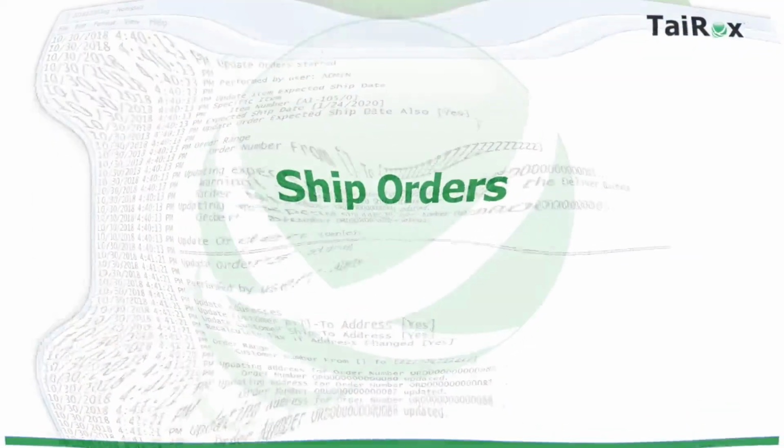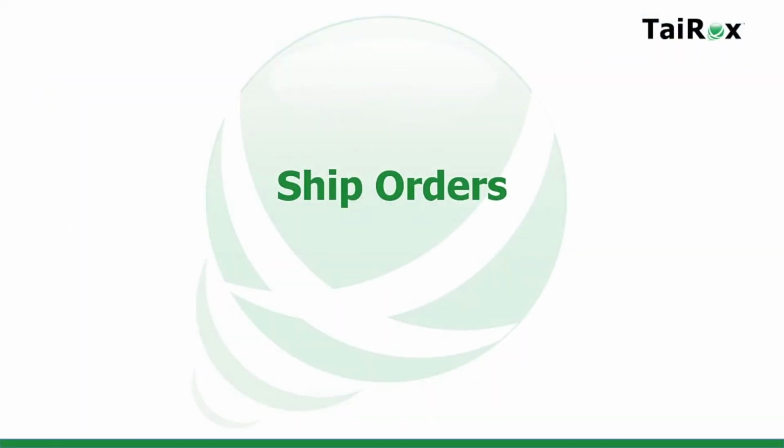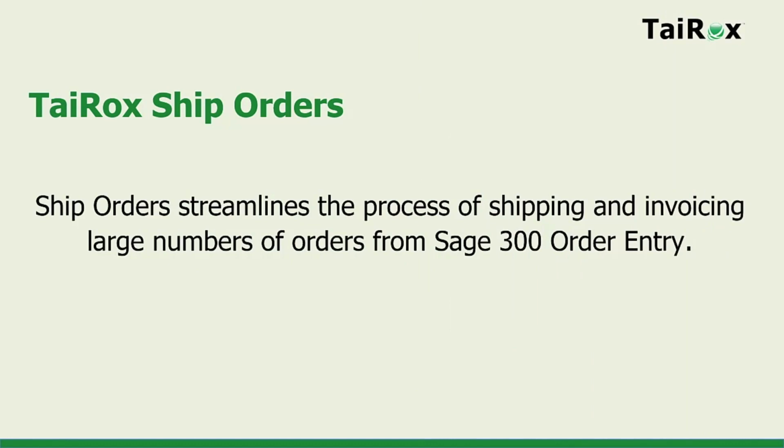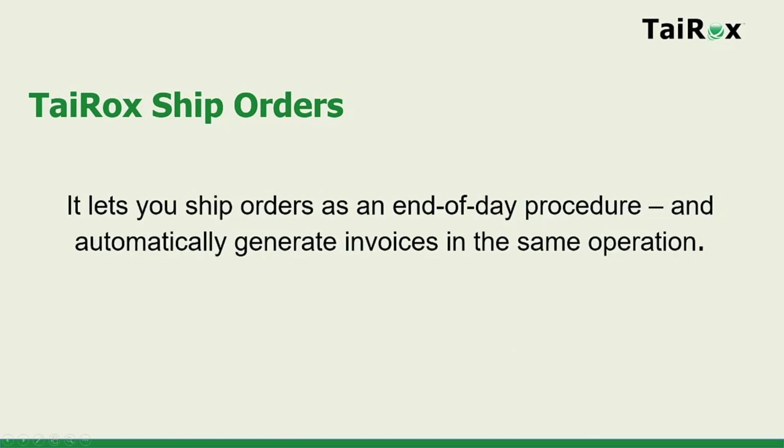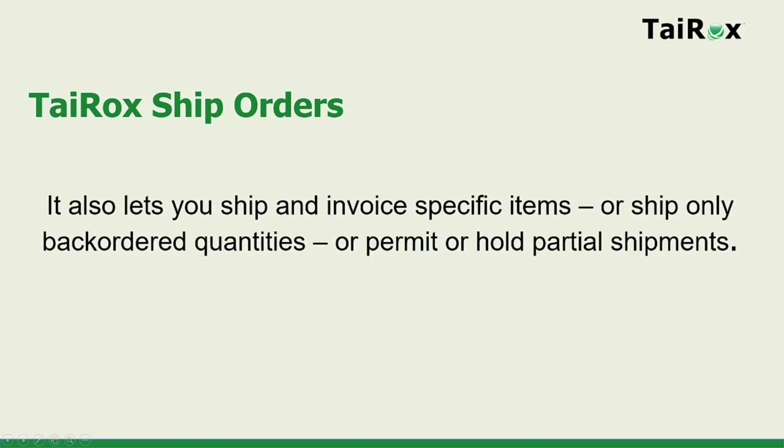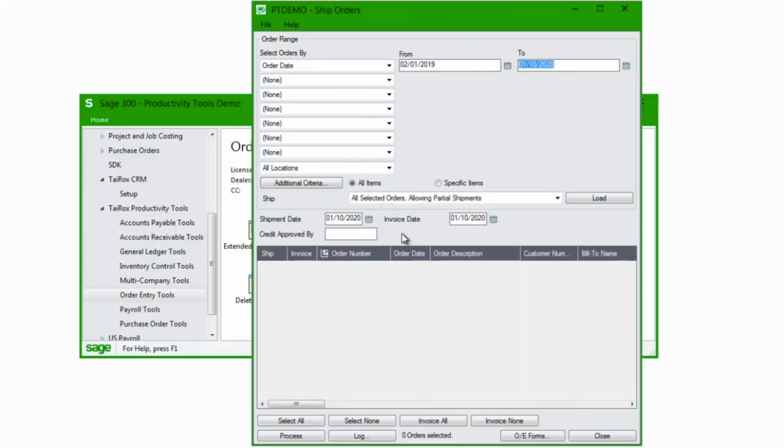We'll look next at the Ship Orders program. Ship Orders streamlines the process of shipping and invoicing large numbers of orders from Sage 300 order entry. It lets you ship hundreds or even thousands of orders as an end-of-day procedure and automatically generate invoices in the same operation. It also lets you ship and invoice specific items, or ship only back-ordered quantities, or permit or hold partial shipments. Let's have a look.